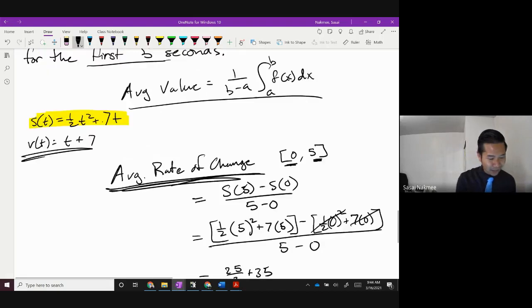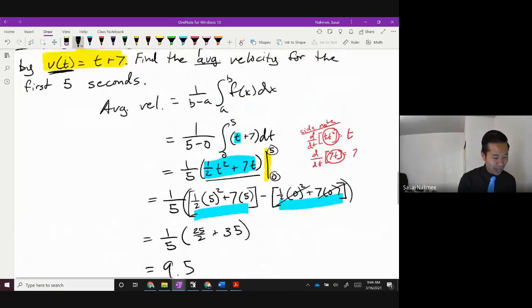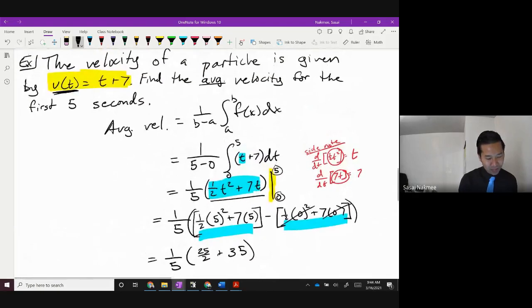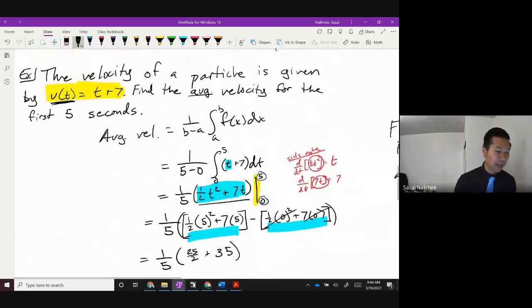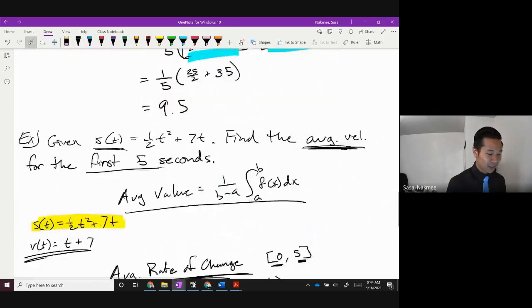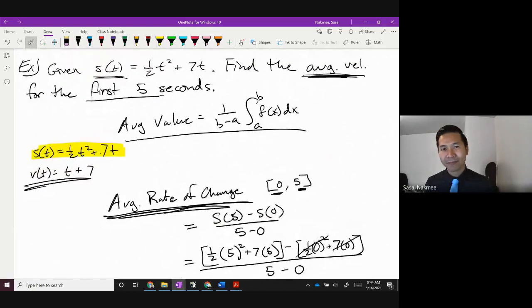And that's the exact same thing that we were doing up here, isn't it? But we didn't have the position function, did we? We had the velocity function, and we used this average value equation to help us find it. Isn't it crazy that it connects to the same thing if I was given the position function? I think it's kind of interesting, but maybe you guys don't see it the same way, or maybe you do.